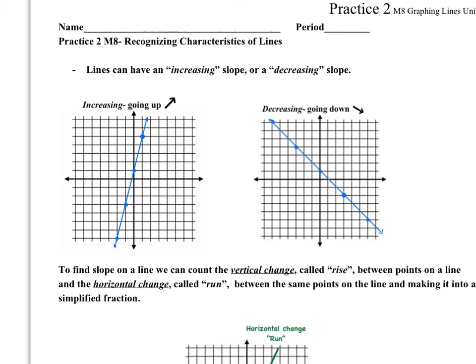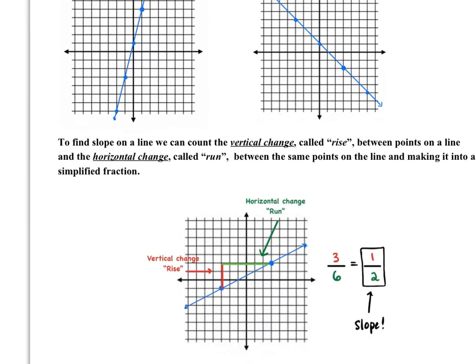So right now we're just starting to dive into characteristics of lines, and one thing we notice is that lines have slope. So what that means is lines can have an increasing slope where they're going up, or lines can have a decreasing slope where they can be going down. It's important to know that we're reading them from right to left as we find slope.